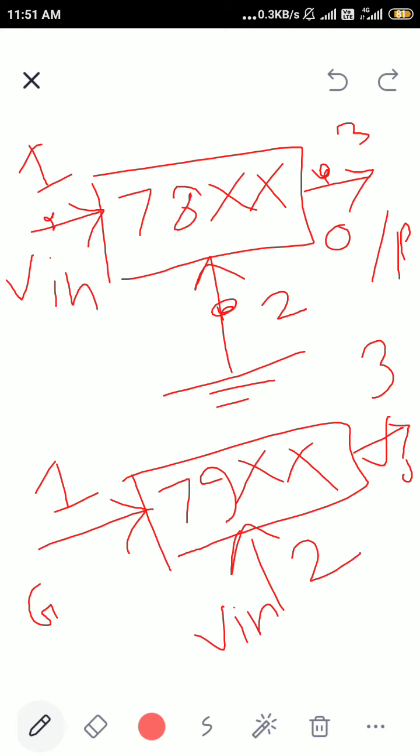So this was all about the IC voltage regulator, in which you have studied the fixed voltage regulator ICs with the series 78XX and 79XX.